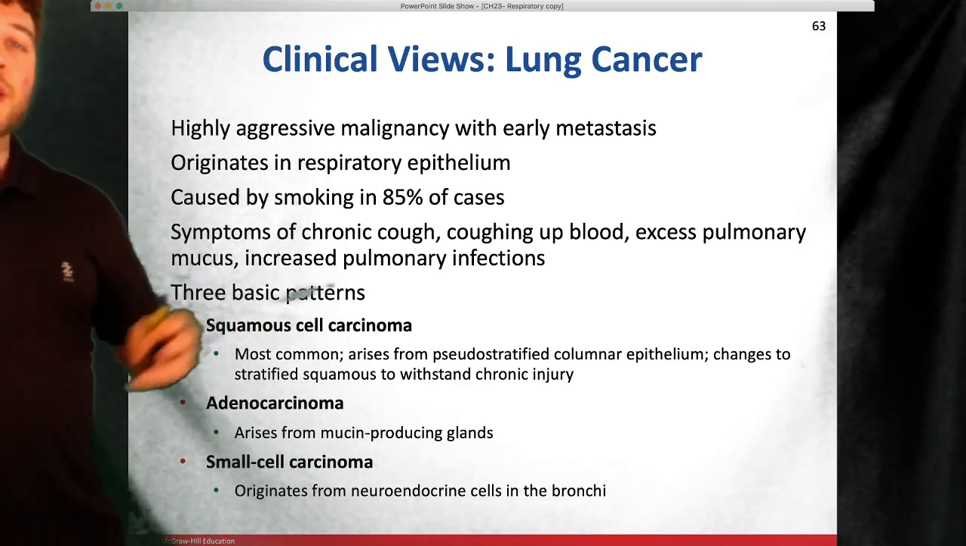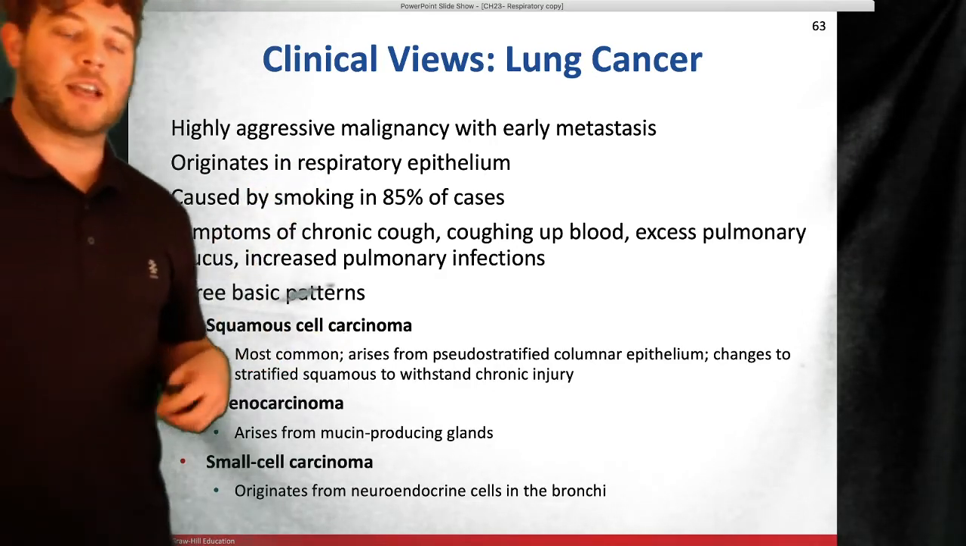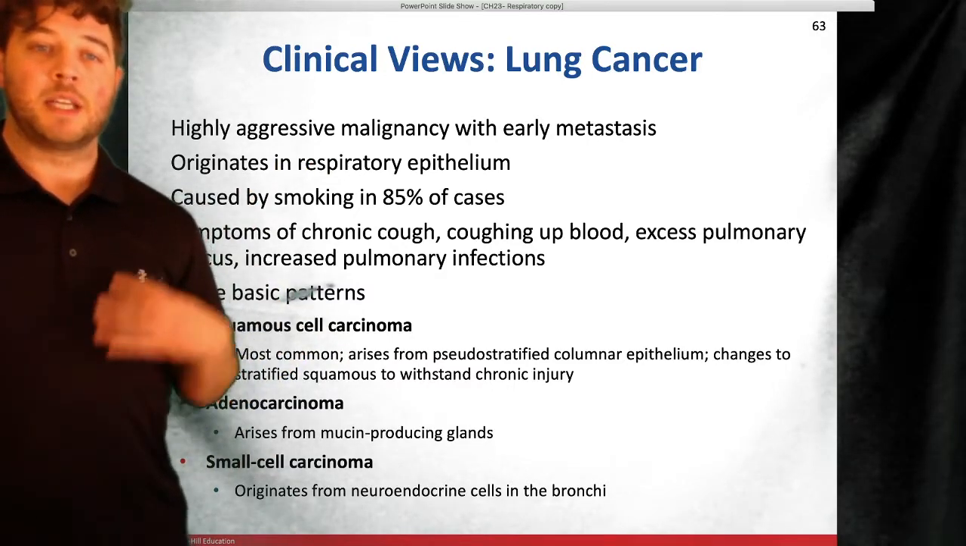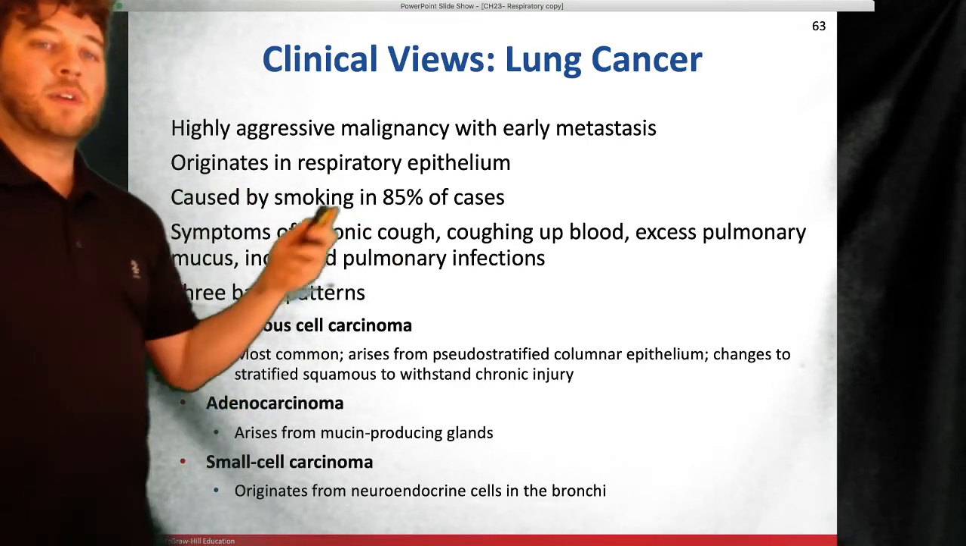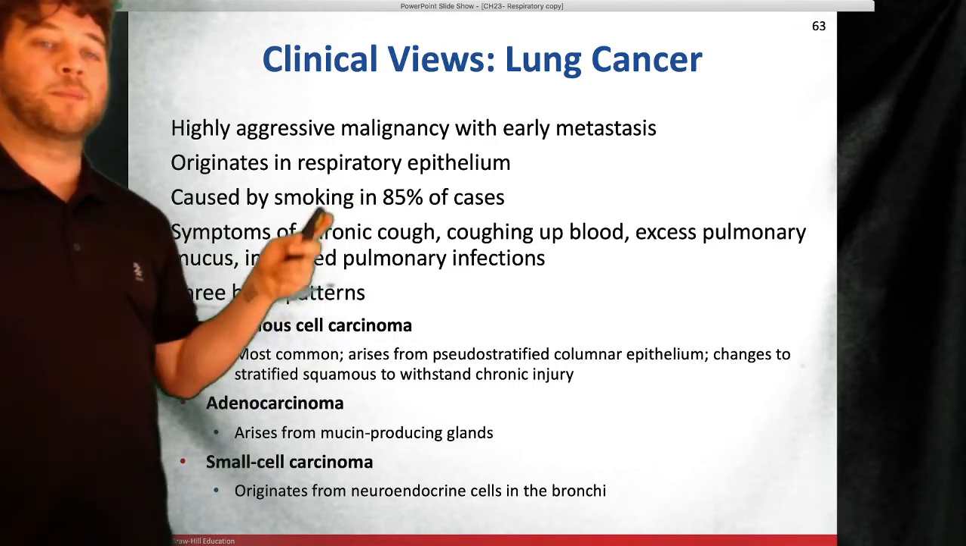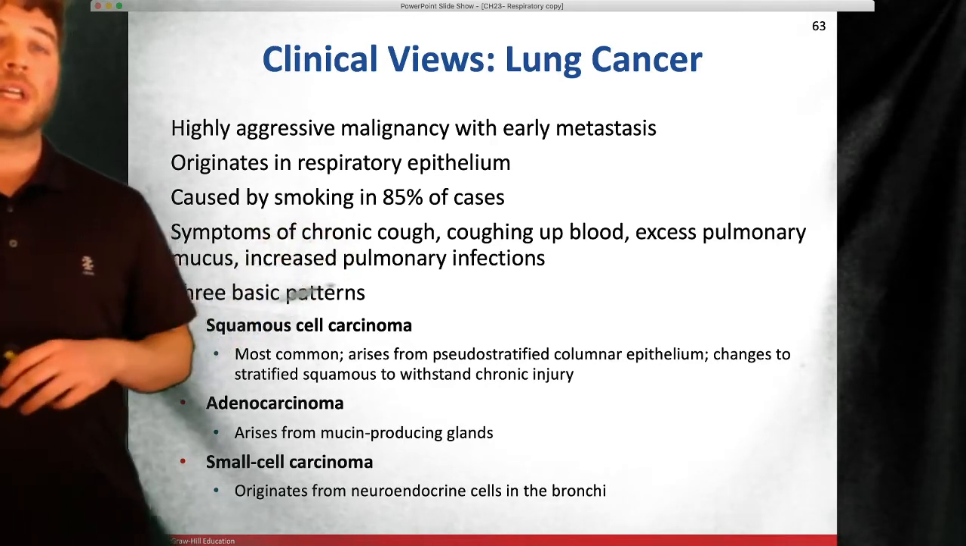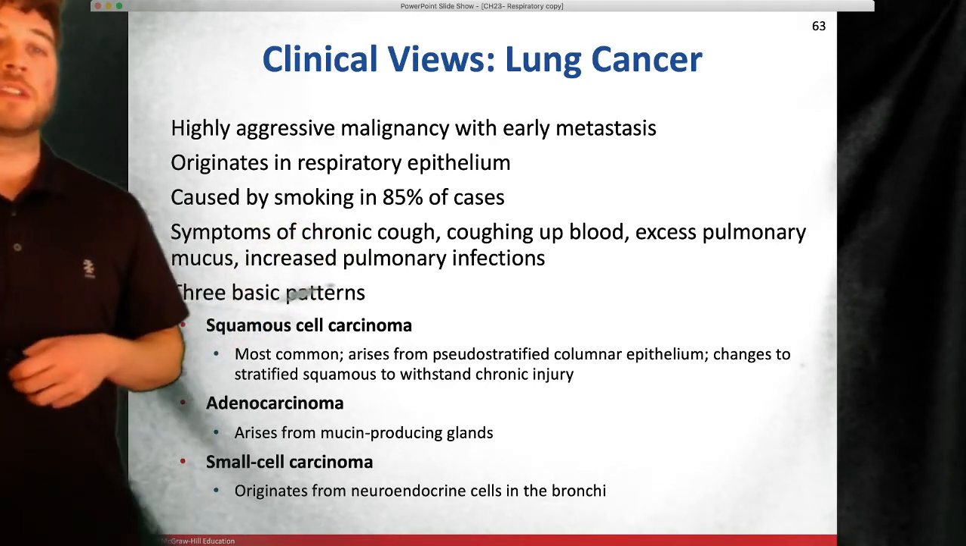Lung cancer is a highly aggressive malignancy with early metastasis. Think about everything that your lung comes into contact with. It can easily metastasize. It originates in the respiratory epithelium. 85% of the cases are caused by smoking. Symptoms include chronic cough, coughing up blood, pulmonary mucus, and pulmonary infections.